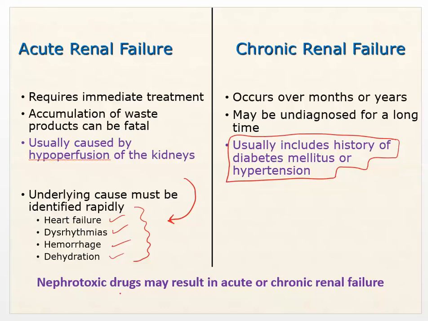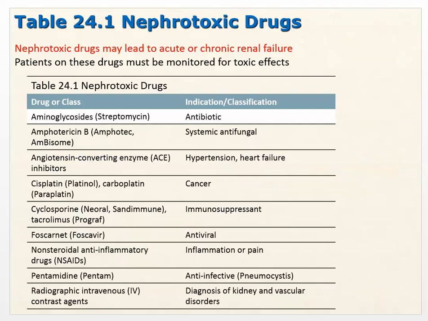Okay, so nephrotoxic drugs may result in acute or chronic renal failure, so it's not just one or the other. It could result in either one of them. Here's a list of nephrotoxic drugs, and this is a lot of stuff. We're going to cover some of these in different sections, so I'm not too worried about it yet.